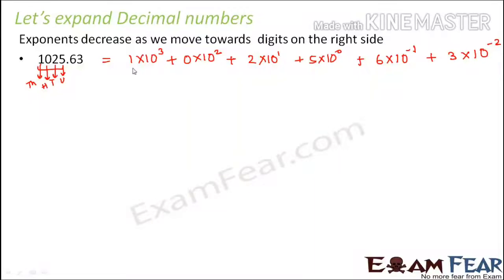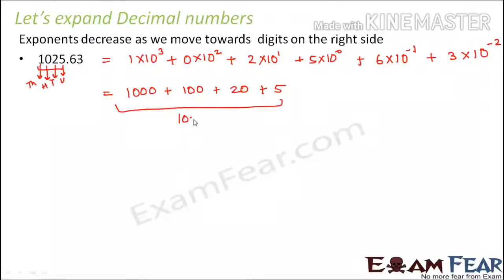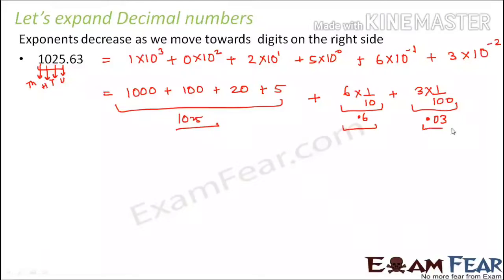Now if you want, you can verify that this value comes out to be the same. For example, this would be 1000 plus 100 plus 20 plus 5, which will give you 1025. And what about this part? 6 into 10 to the power minus 1 is basically 6 into 1 by 10, and 3 into 10 to the power minus 2 is basically 3 into 1 by 10 into 10, that is 100. So this gives you 0.6 and this gives you 0.03. When you add 1025 plus 0.6 plus 0.03, you get 1025.63. So with that also we have proved that this is how we should expand decimal numbers.